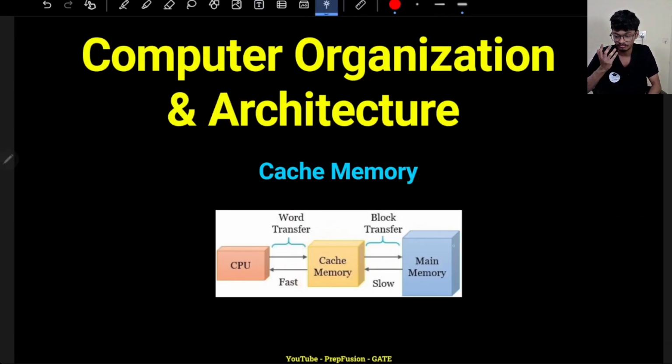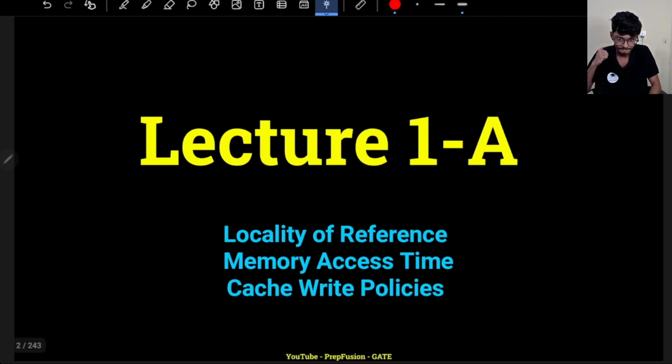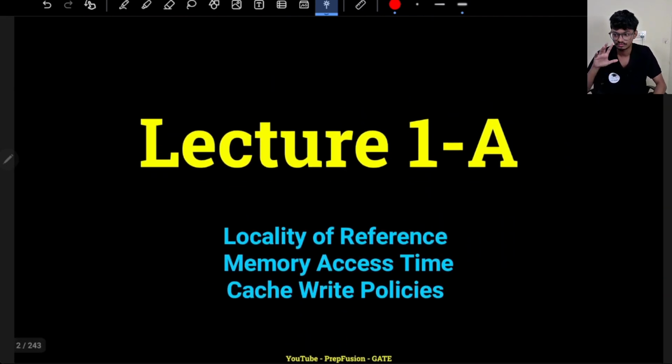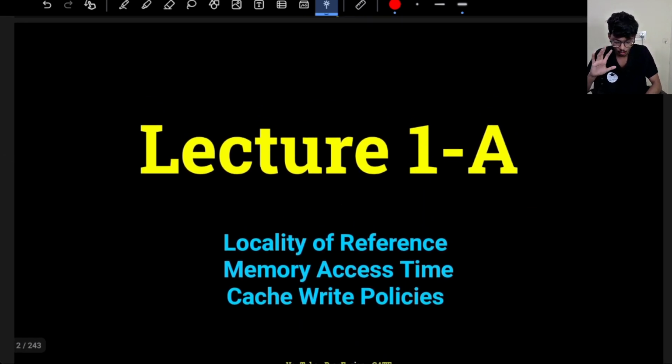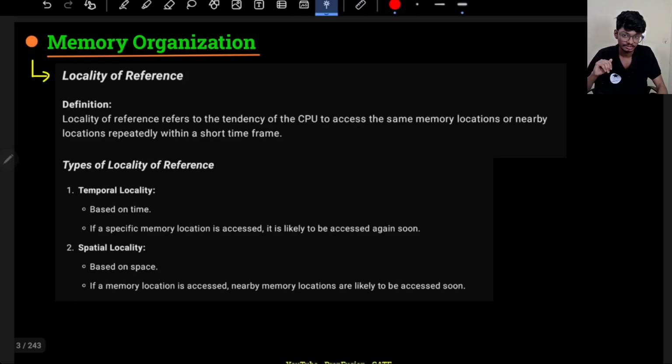Like, we have already known that we have main memory and CPU. Why was cache memory required? What is the meaning of cache memory, and how does the word transfer happen? Okay, I will explain those things. So in this lecture 1A, we will discuss locality of reference. Okay, what do we mean by locality of reference? Memory access time. We will do a few mathematical problems on memory access time. Also we will understand cache write policies. Okay, so first of all, let's understand what I mean by locality of reference.